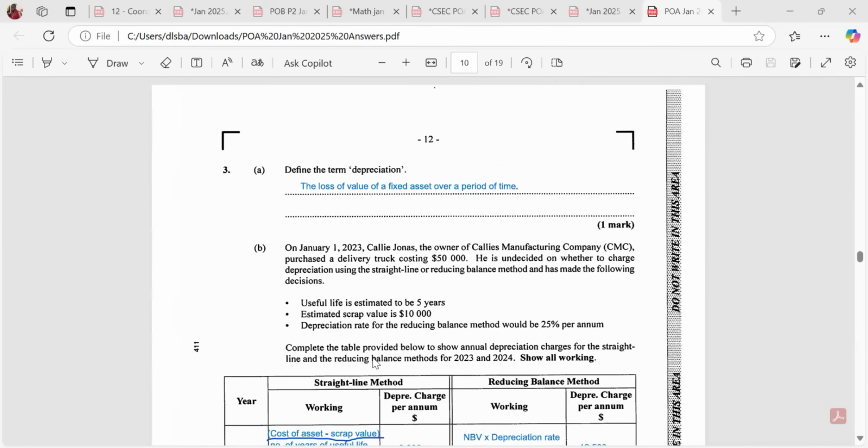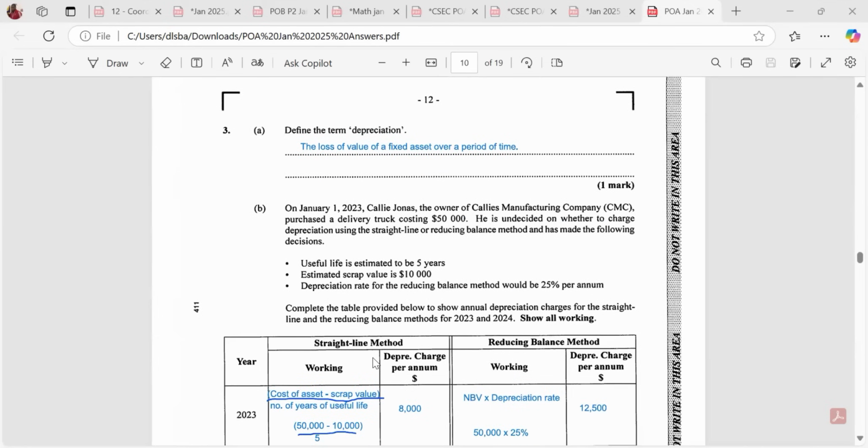Don't know when next you will see an easy paper like this. Number 3A, define the term depreciation. This is the loss of the value of a fixed asset over a period of time. 1 mark. You don't have to go into too much detail.